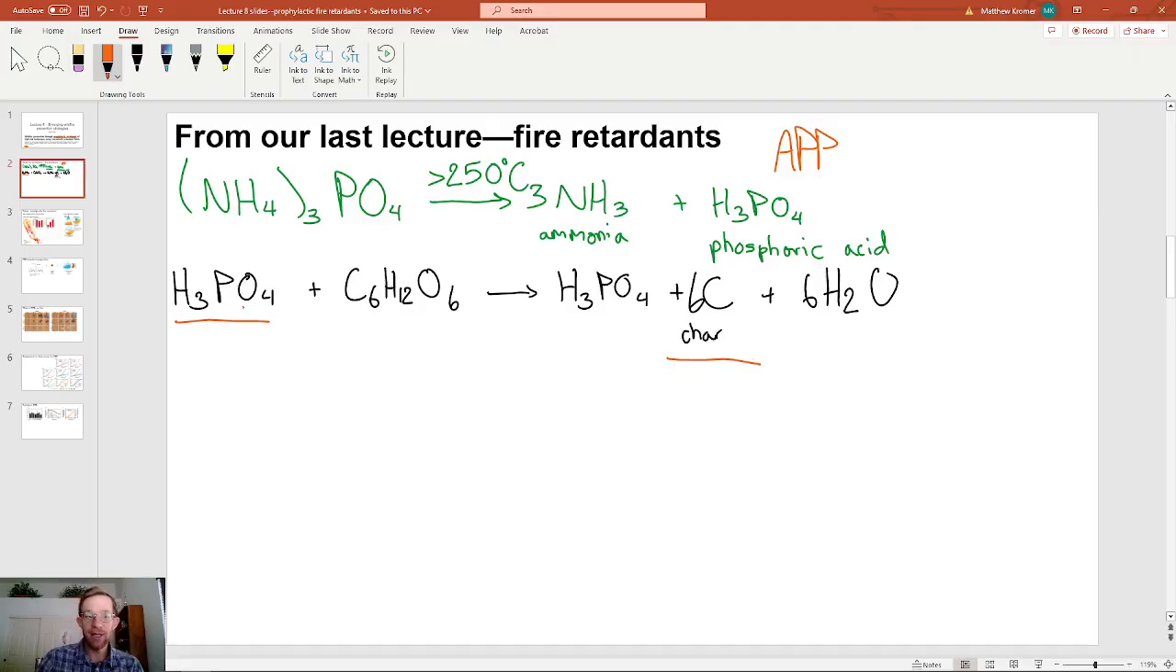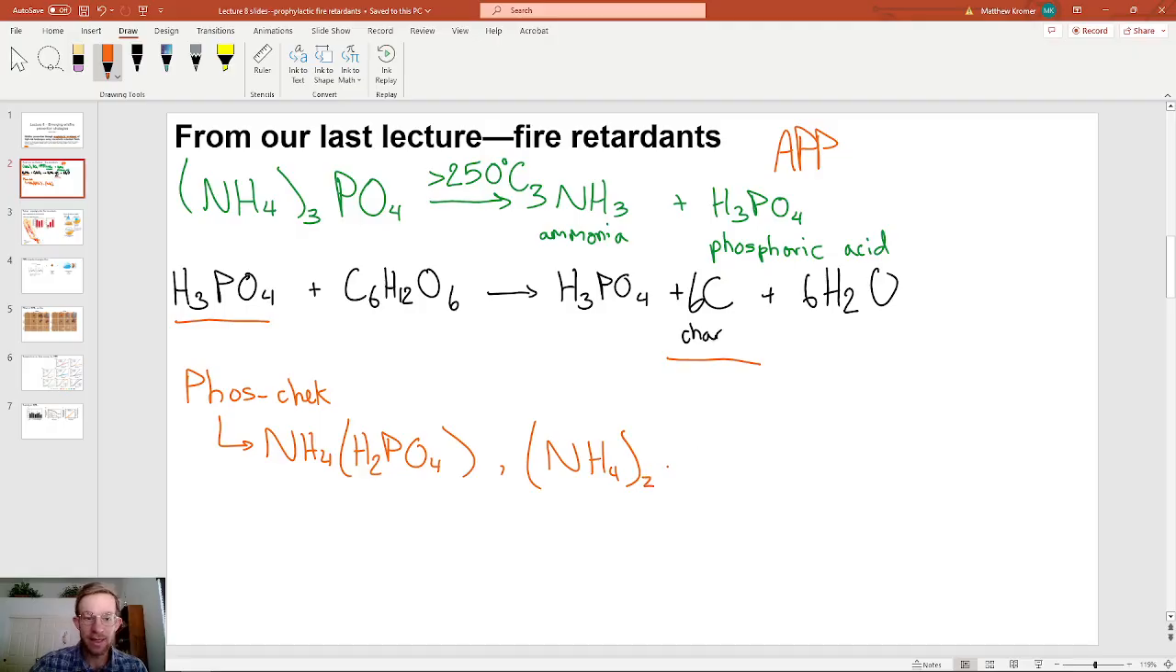Okay, and I should mention also that last time I did not talk about this, but the fire retardant Phos-Chek, which is one that you might have heard of before, is a really prevalent fire retardant. This is basically this exact same chemistry up here. So this is monoammonium phosphate or diammonium phosphate is what I meant to say, where it's basically the exact same chemistry that I have above. All of this stuff is the exact same chemistry that applies to Phos-Chek and how Phos-Chek works.